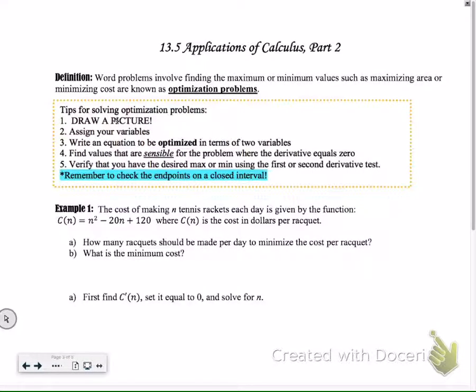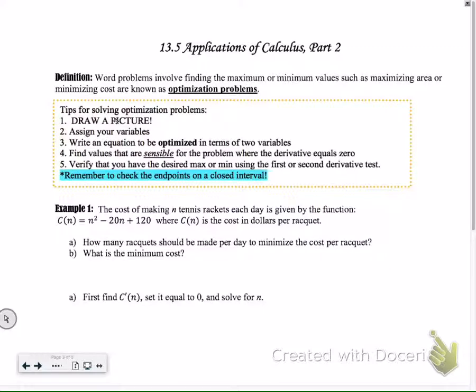Okay, so this is the last section in our calculus chapter, and then I will have review stuff for you next week. So this is called optimization, and this is an application of calculus. Now, it's doing something that you've done before, just doing it in a slightly different way here.